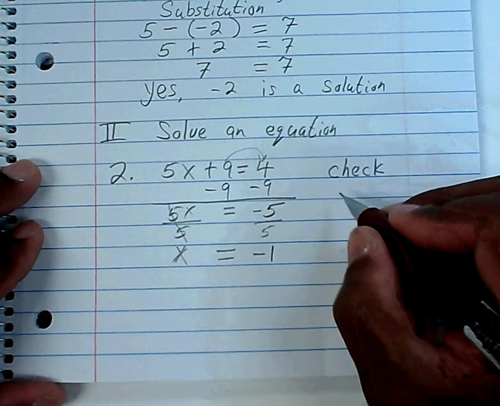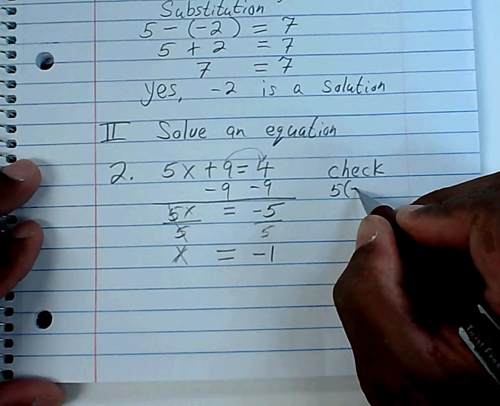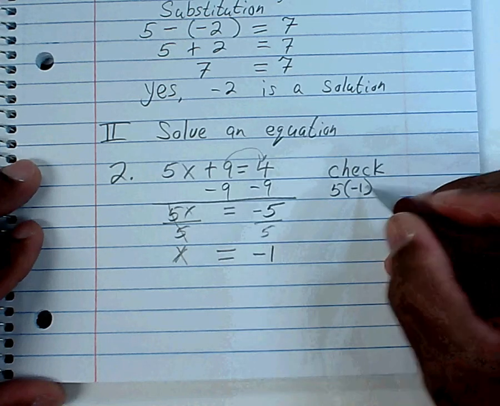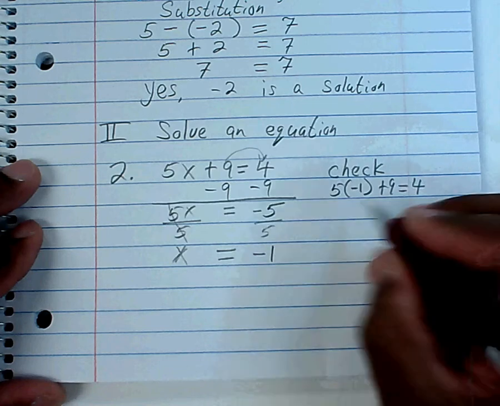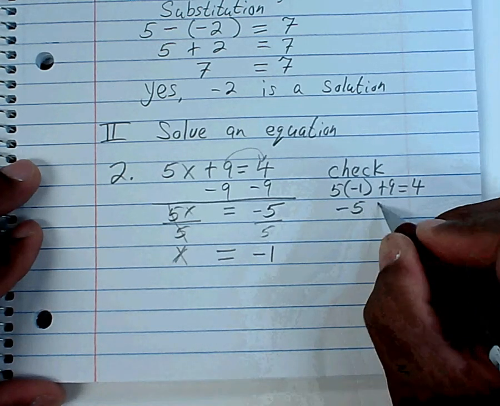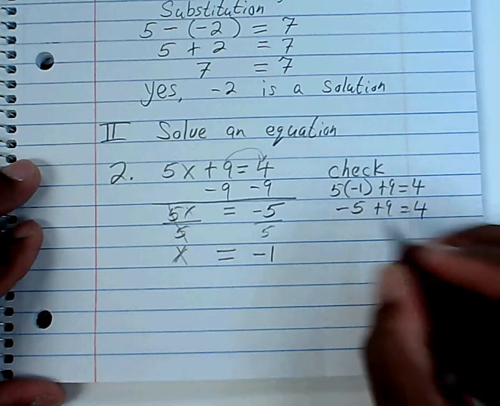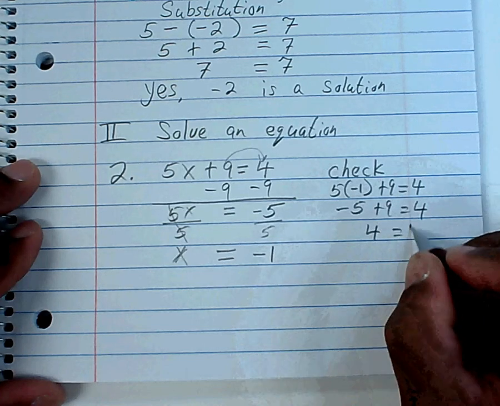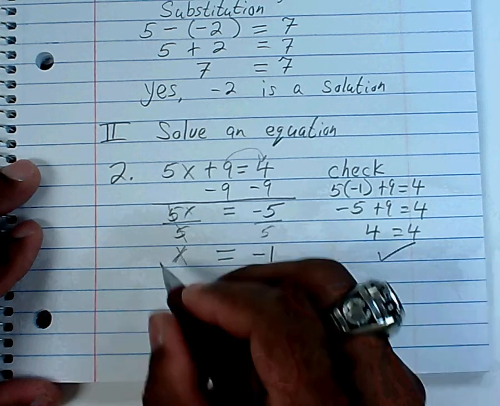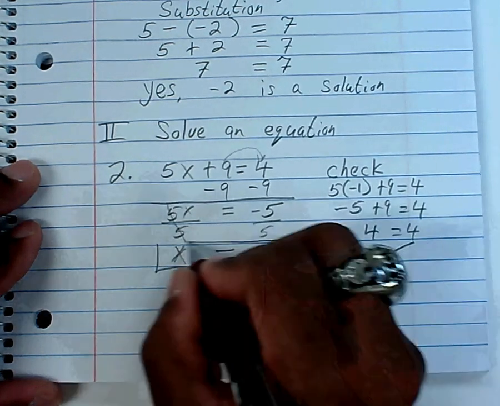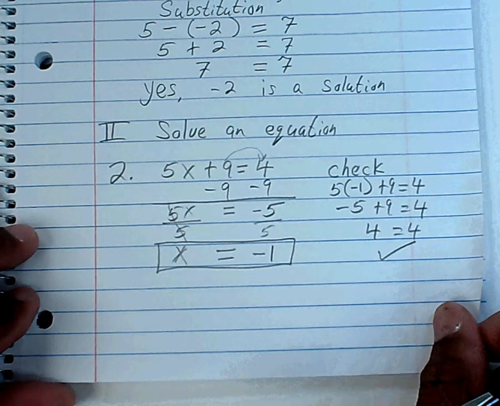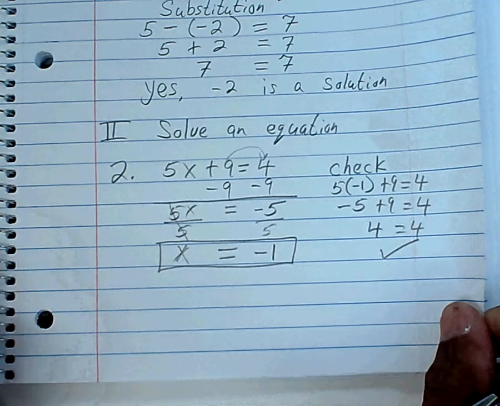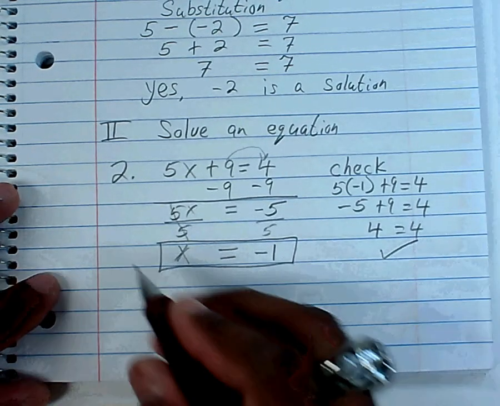So we'll check our answer. 5 times negative 1, negative 1 again inside parentheses, plus 9. Does that equal positive 4? Negative 5 plus 9 equals 4. And so 4 equals 4. So our answer checks out, which means we found the correct solution. That was example number 2. Example number 3.